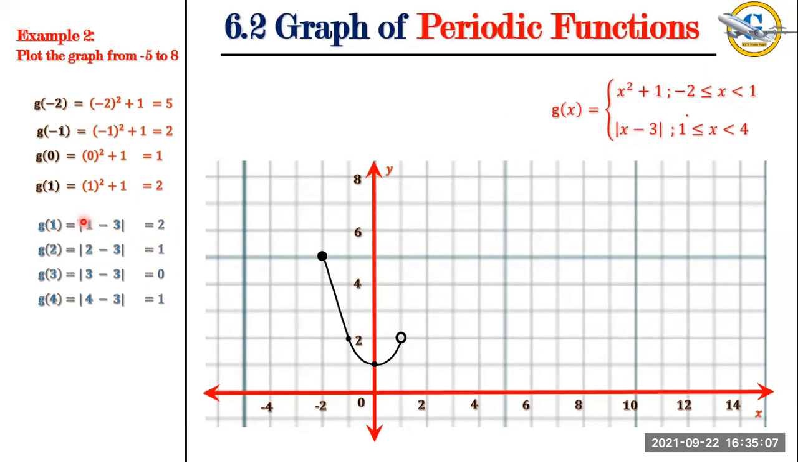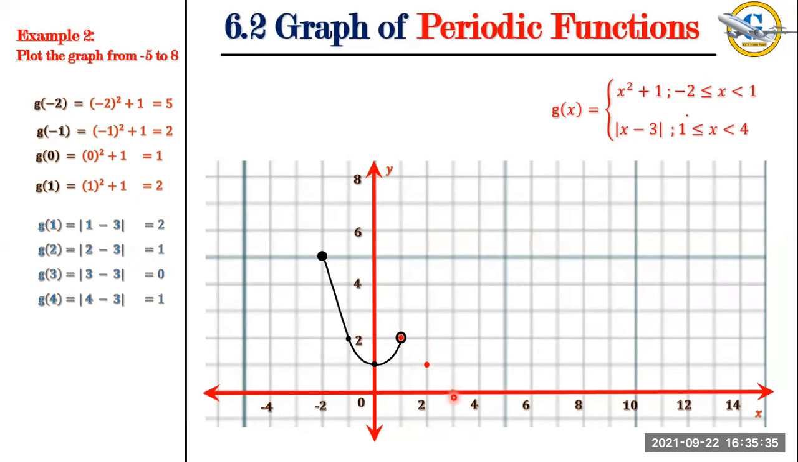So when x is equal to 1, we have 2. I have a dot here because the boundary is included, that's why this dot is shaded inside. This is what you will normally do. Since it has absolute values, we have to work with them. When x is equal to 2, we have the point 1. When x is equal to 3, we have 0.